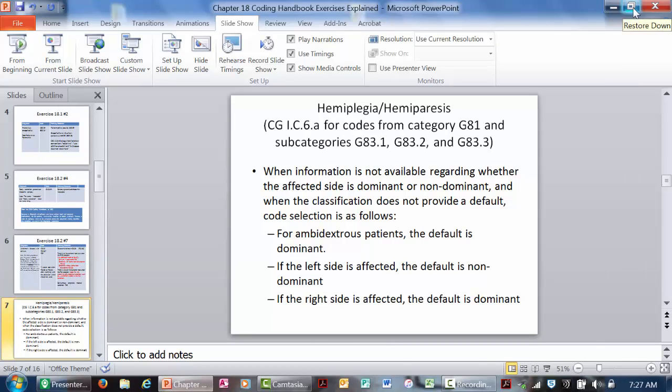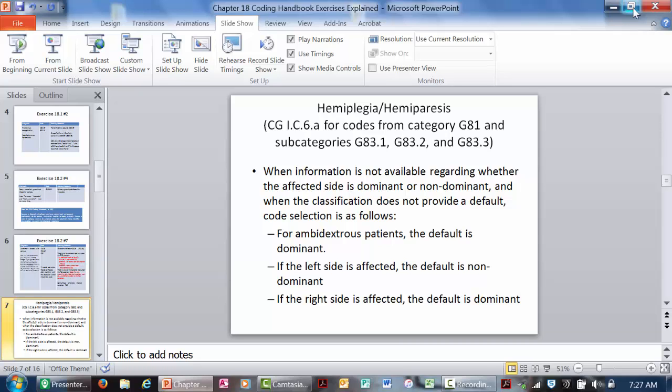There are certain coding guidelines that are specific to only certain codes, and coding guideline 1C6A is for codes from category G81 and subcategories G83.1, .2, and .3. And this guideline tells us when information, in other words the medical record documentation, is not available regarding whether the affected side is dominant or non-dominant, and the classification, which is the code, does not provide a default, this is how you select your code.